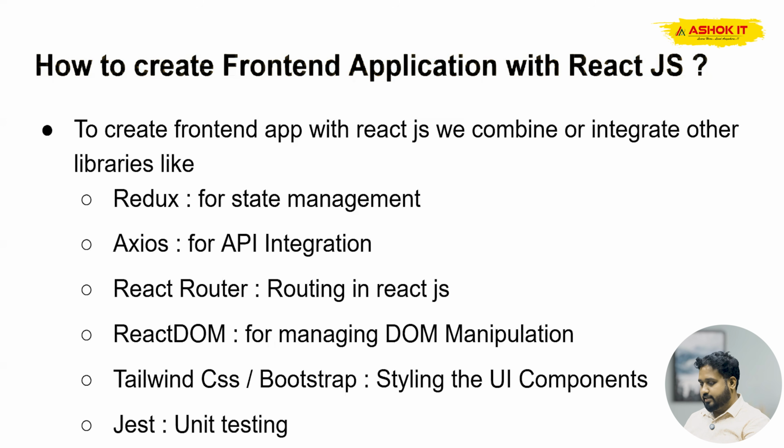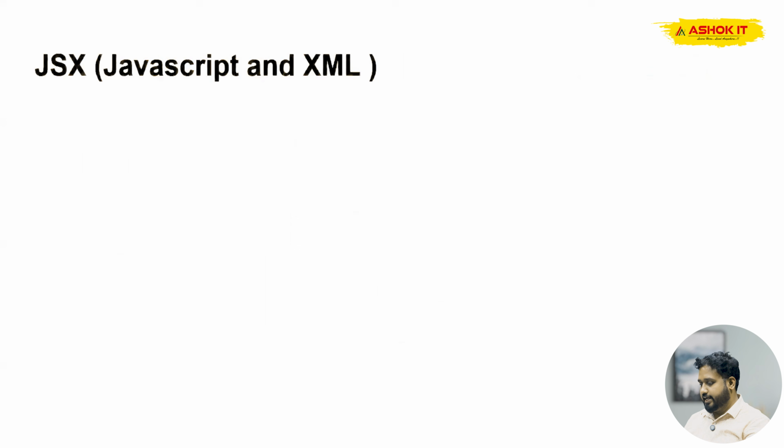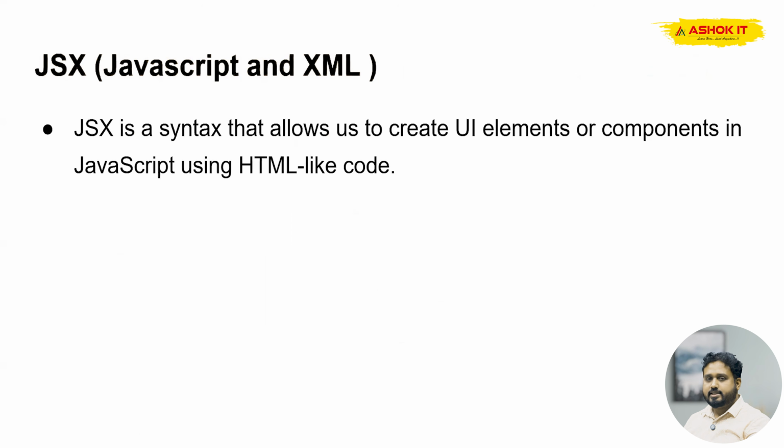Now, in this crash course, first we will learn how to create user interface, and then slowly we will see how we can develop other features. Now to create user interface in React, we have to understand a concept of JSX. JSX stands for JavaScript and XML. So JSX is nothing but a syntax. It is a new syntax in JavaScript that allows us to create UI components in a simple HTML-like code.